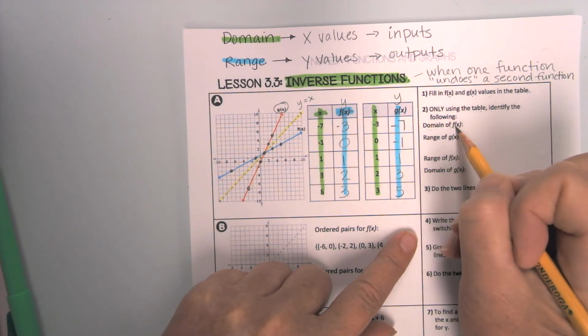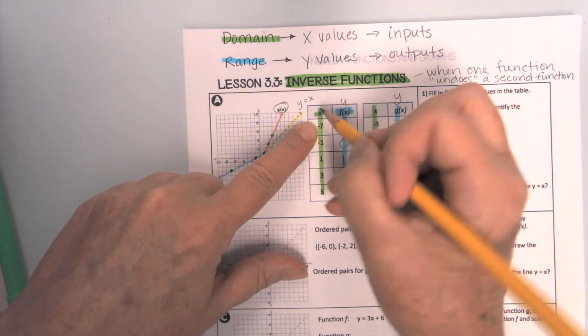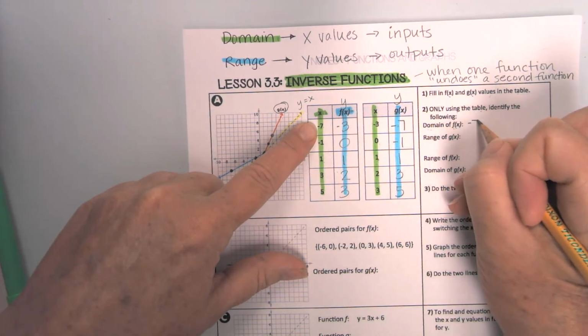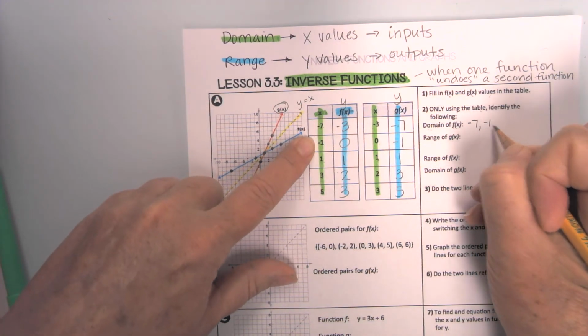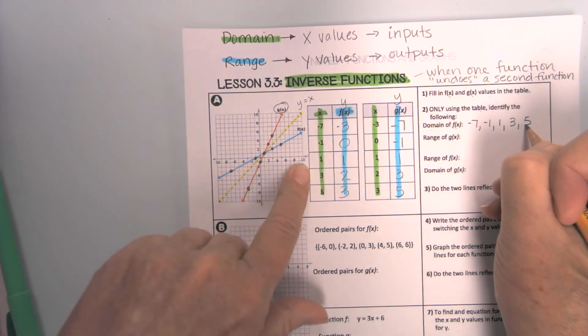What is the domain of f of x? Okay, the domain of f of x. Remember, domain is our green, it's our x values. My domain is -7, -1, 1, 3, and 5.